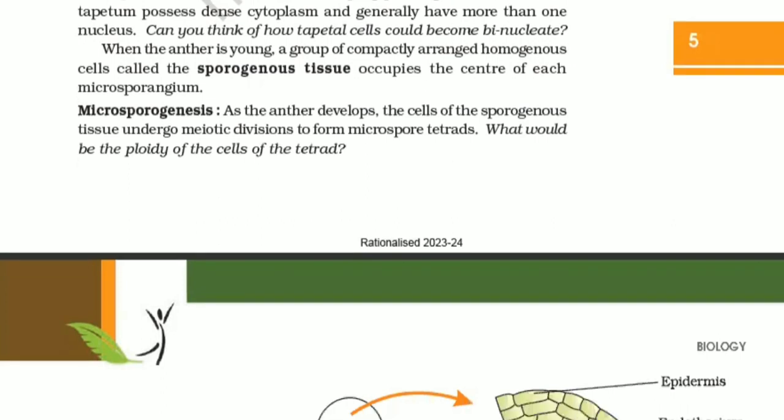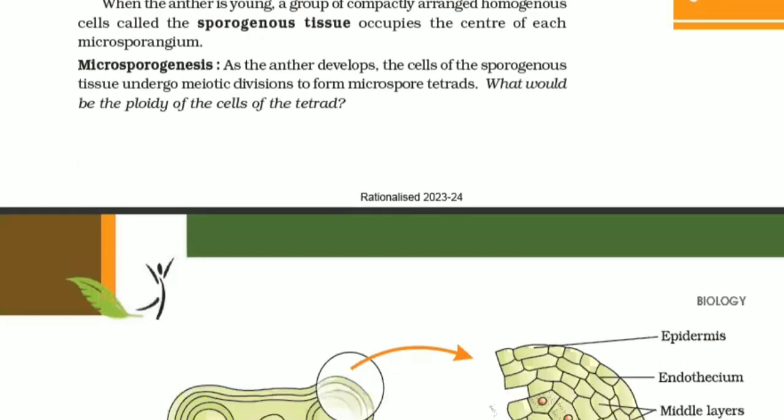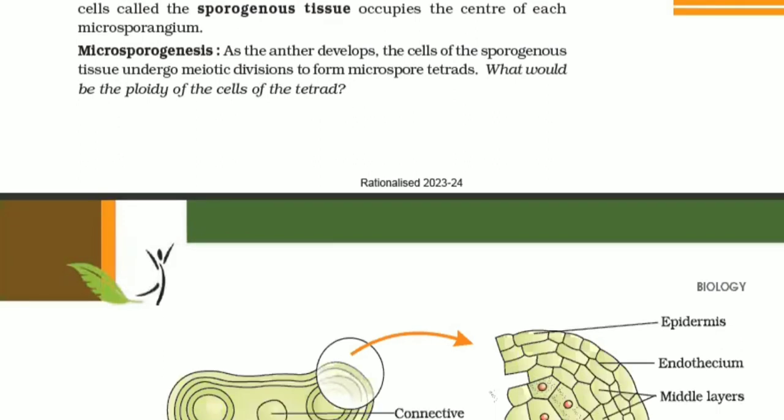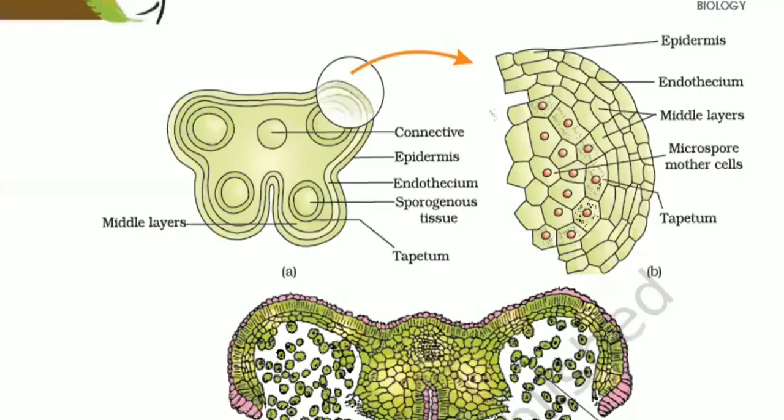Microsporogenesis. As the anther develops, the cells of the sporogenous tissue undergo meiotic divisions to form microspore tetrad. What would be the ploidy of the cells of the tetrad?